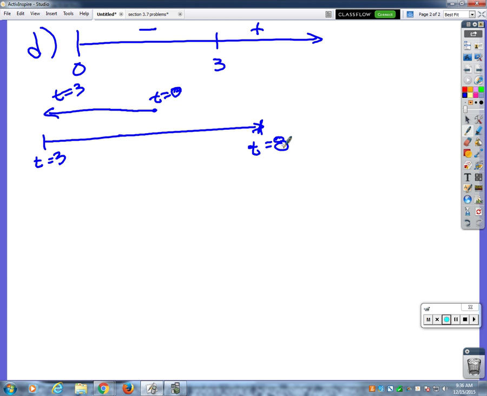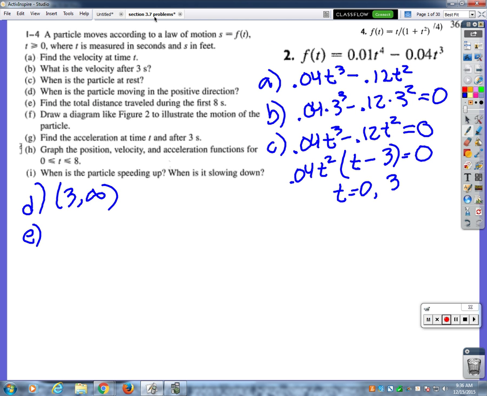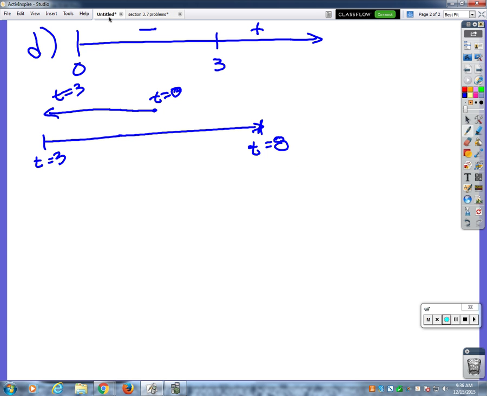To find the total distance that the particle has traveled, we have to find the length of these two segments and add them together. No, these are the velocities. To find the length of the segments, you have to use the original position. At time t equals 0, if you plug 0 into the original equation, you find that the particle is at 0. So it started at position 0.